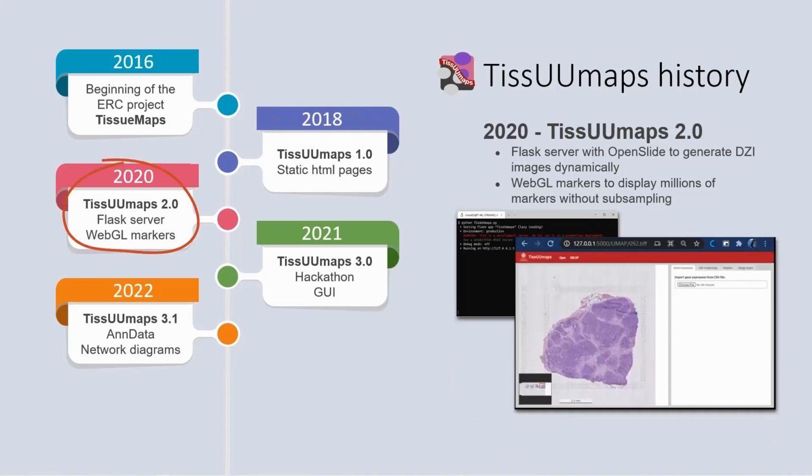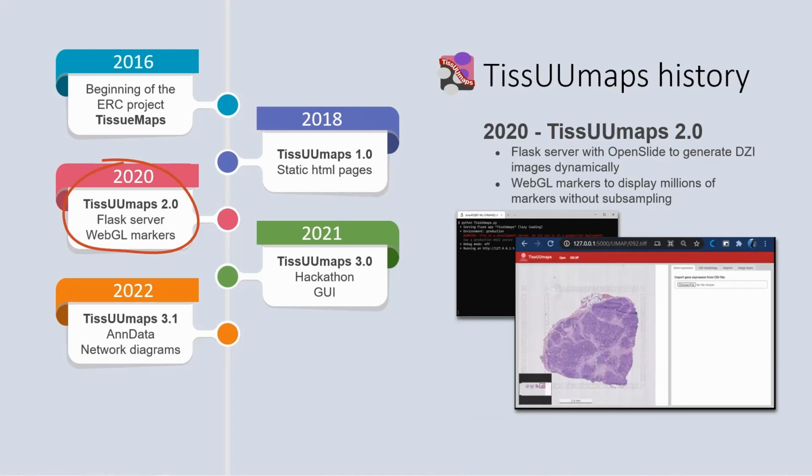Then in 2020, we started to have a background server running in Python with Flask, so that you can actually generate all your images on the fly, and you don't have to create the DZI file anymore. And also we moved to WebGL for the markers, so that you can now display millions of markers instead of thousands, with no extra loading time.